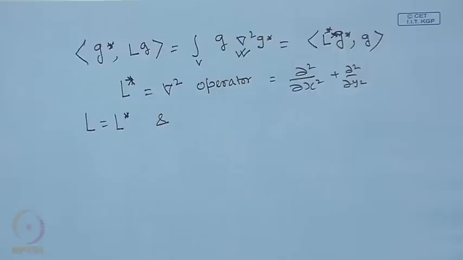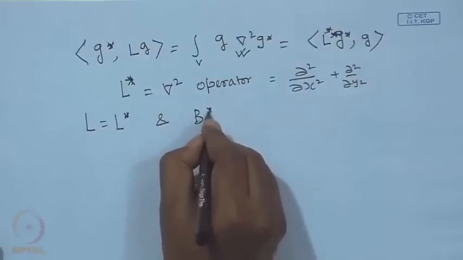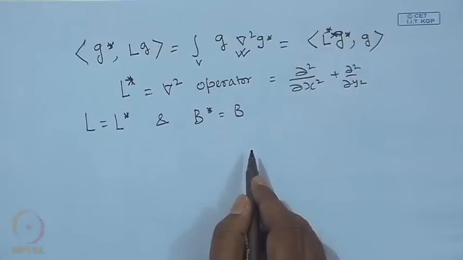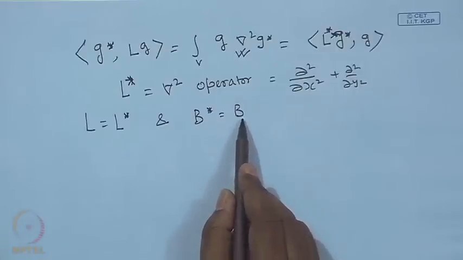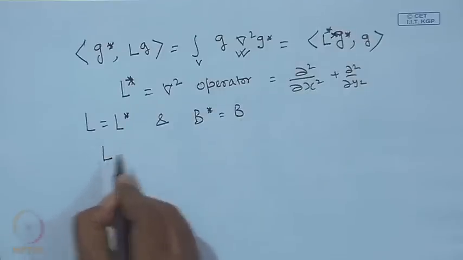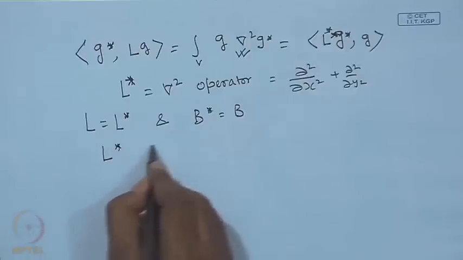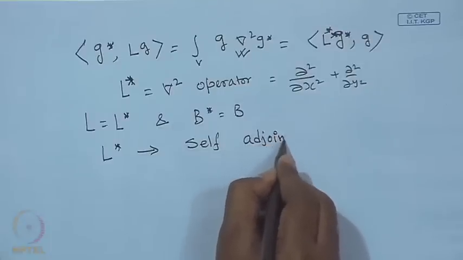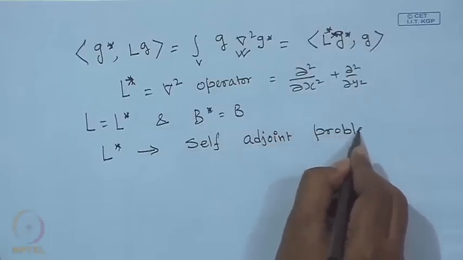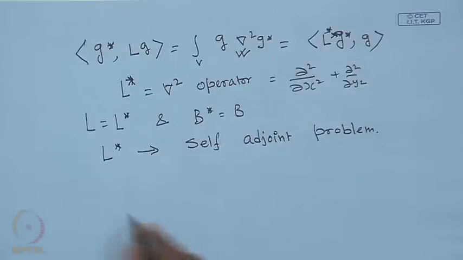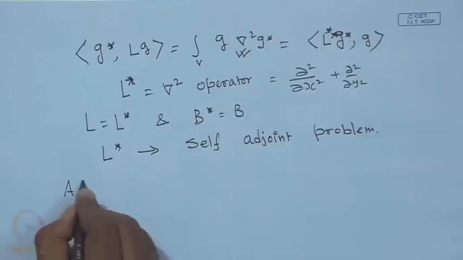So, therefore, the boundary operator also says that B star is equal to B, because the boundary conditions on G star are equal to 0 or homogeneous. The boundary conditions on G are homogeneous. So, therefore, the operator is a self adjoint operator. So, this is a self adjoint problem, and we have B star is equal to B and L star is equal to L. So, we need not go for the adjoint Green's function.